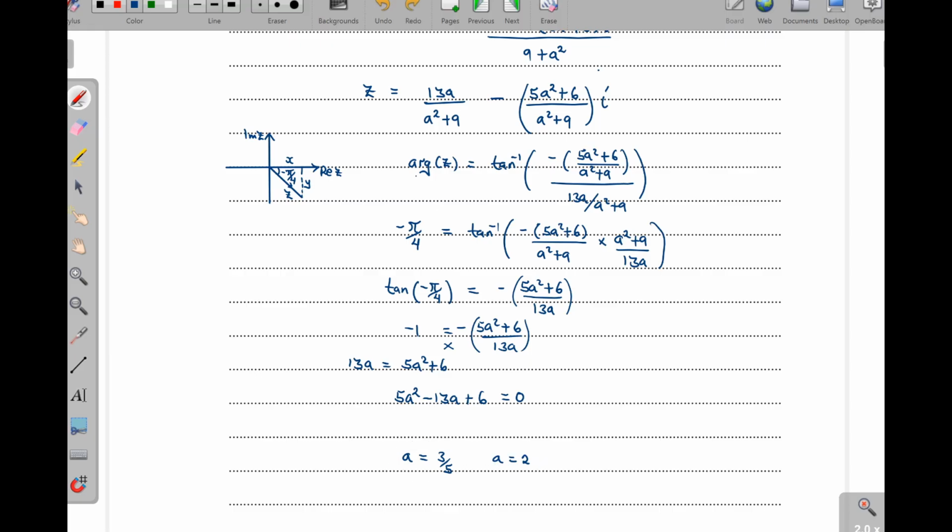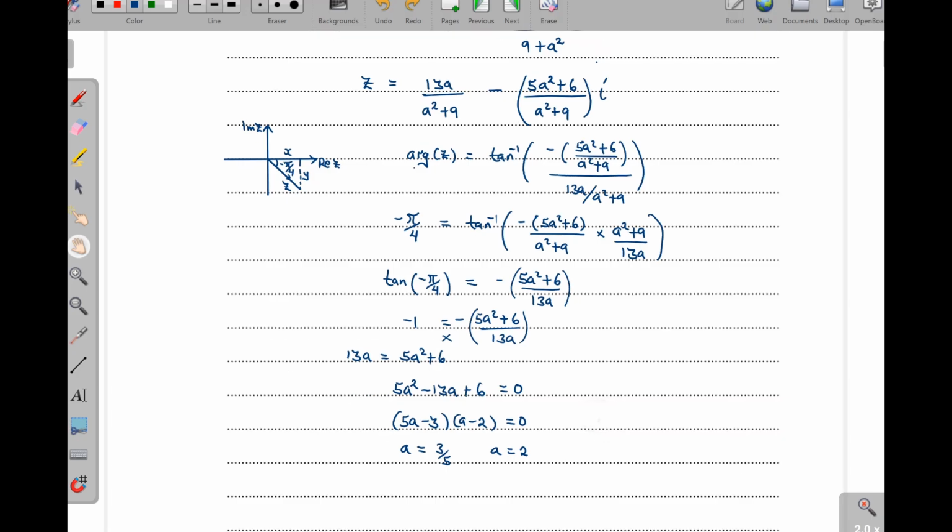There is always a mark for attempting to solve the quadratic equation. So cross multiply here, you get 5a, then bring this one here, you get minus 3, and then bring this one here, you will get a minus 2. So by doing that, we have already cheated the examiner. This is the attempt to solve the quadratic equation. Here we have used what? Factorization. If you want, you can use the quadratic formula, no problem.